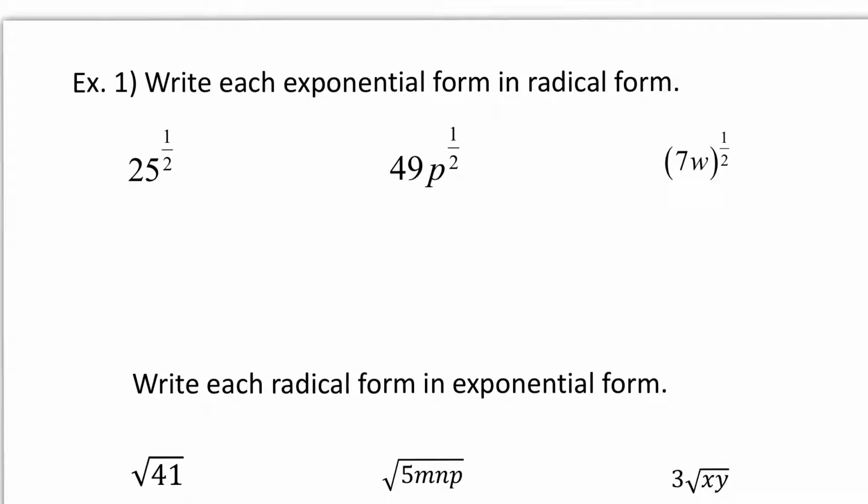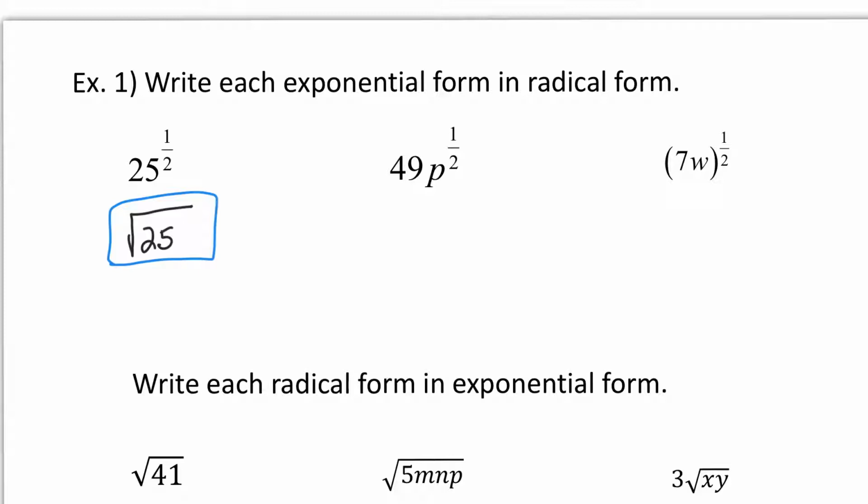So if we look at the first one, we have 25 to the 1/2 power. All you have to do is, first, you take the square root. So the 1/2 turns into a radical. So that is the square root. I don't need the little 2 outside because by default, there's an imaginary invisible 2 there. So you don't need to put it. And you put the number 25 inside of the radical. So 25 to the 1/2 power is the square root of 25. Again, the answer is 5, the square root of 25, but you don't need to find the answer here. You just want to write it in radical form.